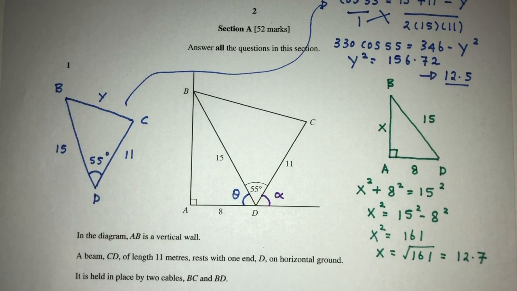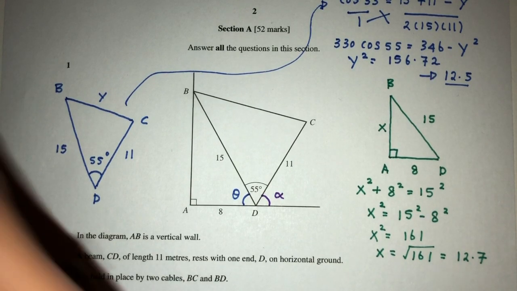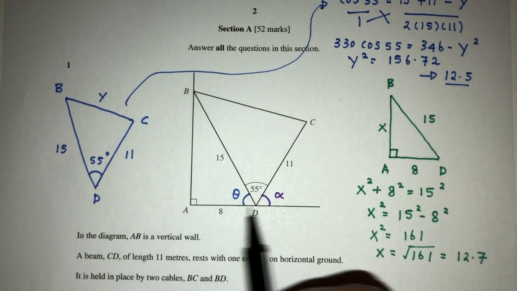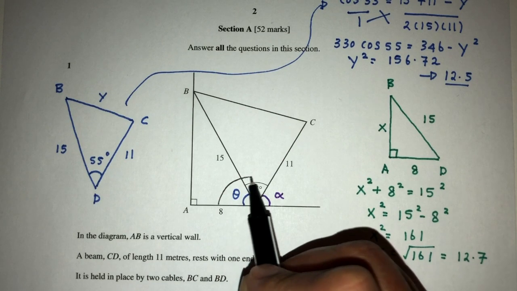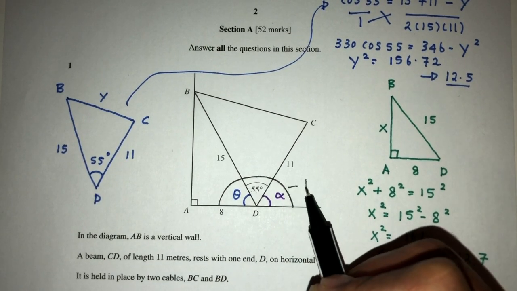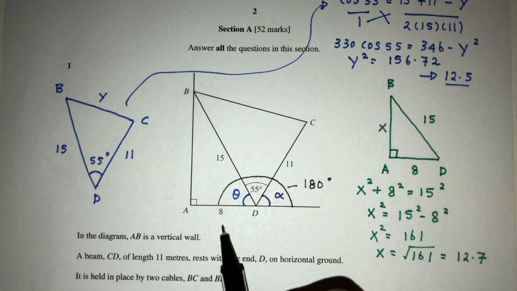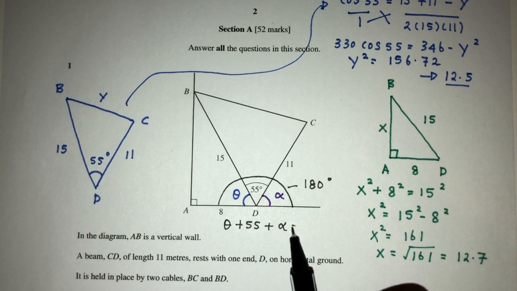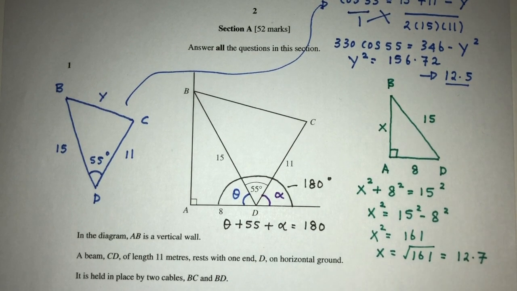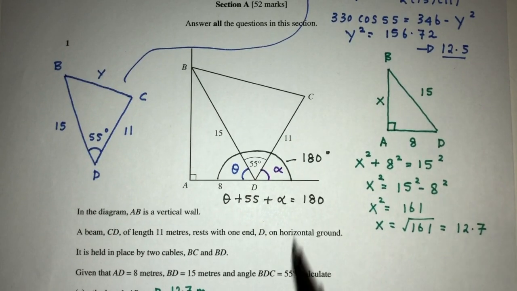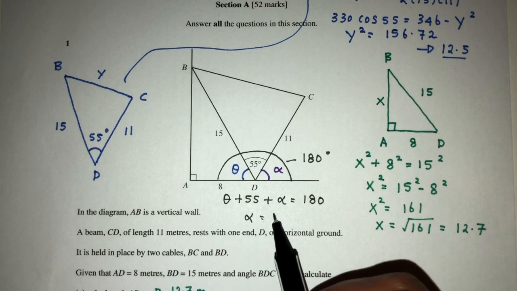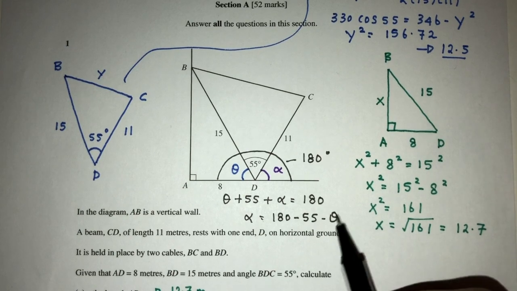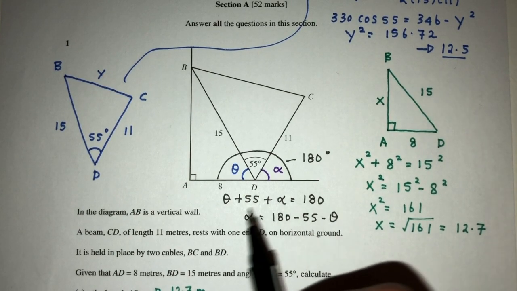How? If you observe this whole thing right here, because this is a flat or horizontal line, we know that the sum of all these angles has to give you 180. Which means theta plus 55 plus alpha has to give you 180. I hope that makes sense till now. Now we are trying to find the value of alpha. Alpha has to be 180 minus 55 minus theta. So we have to find the value of theta to help us find the value of alpha.